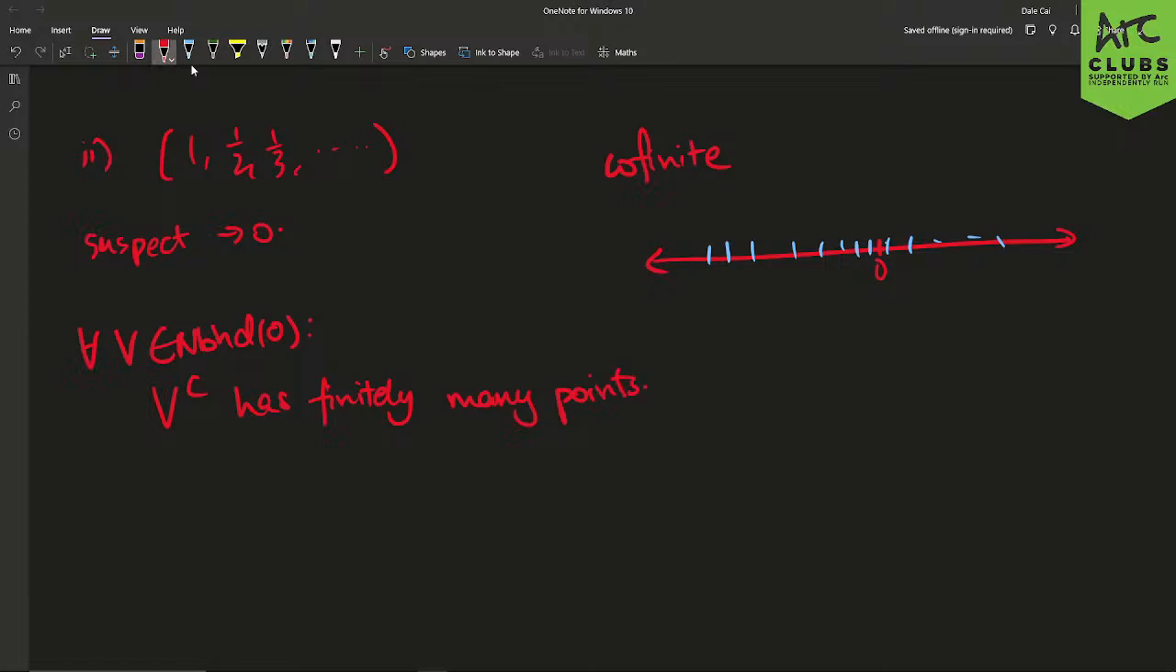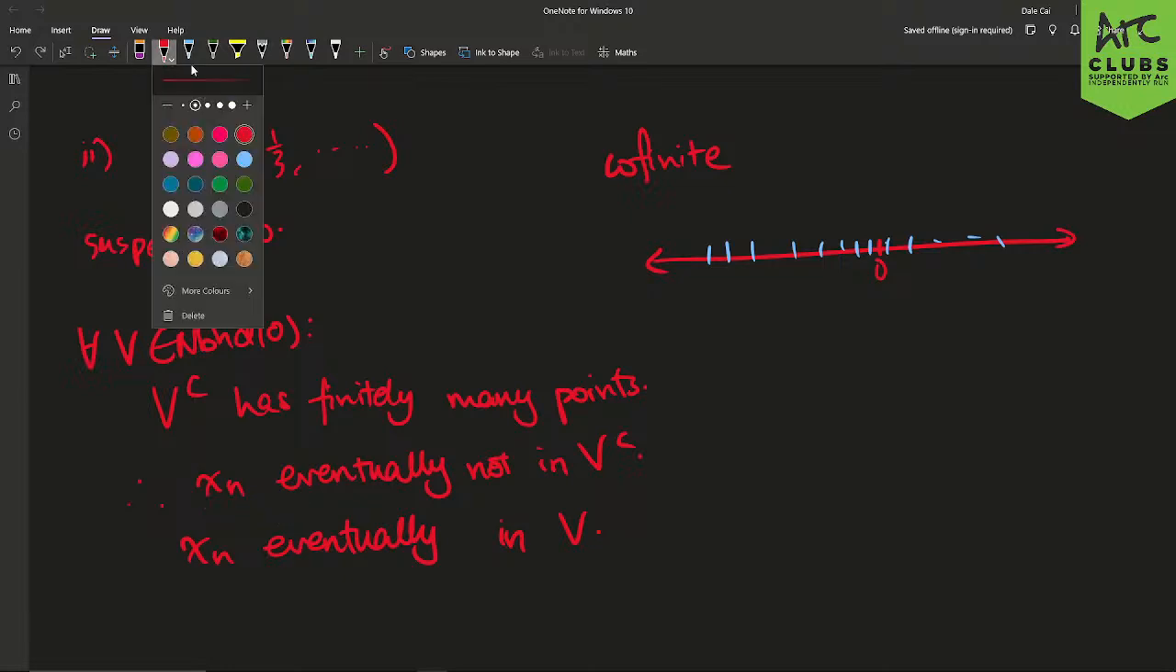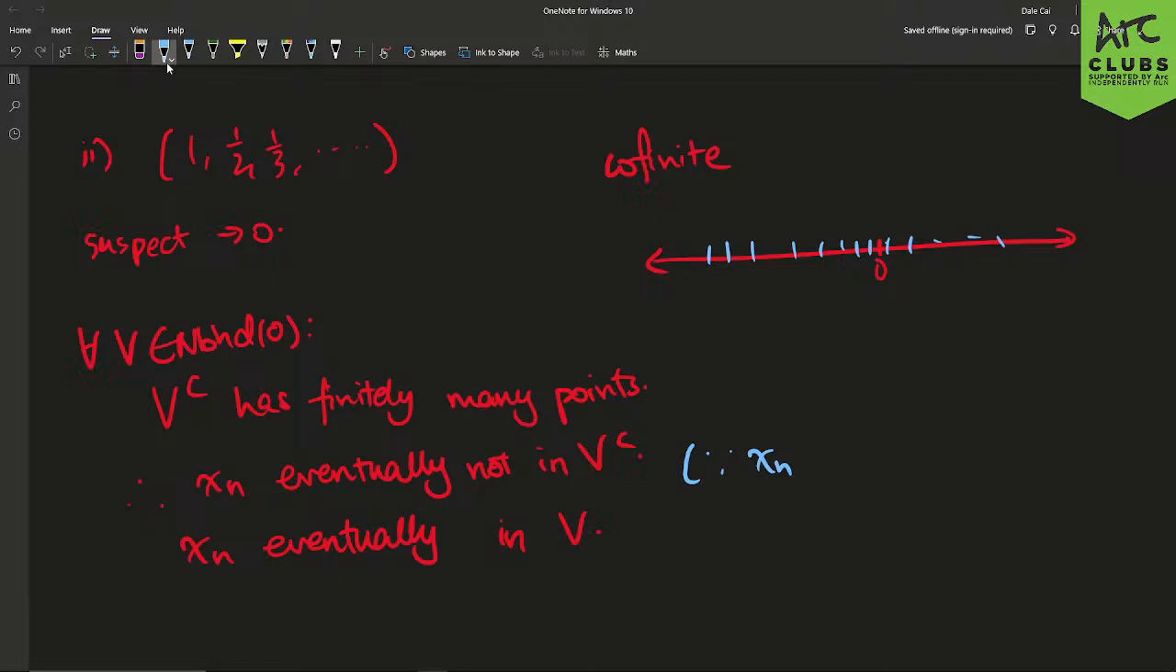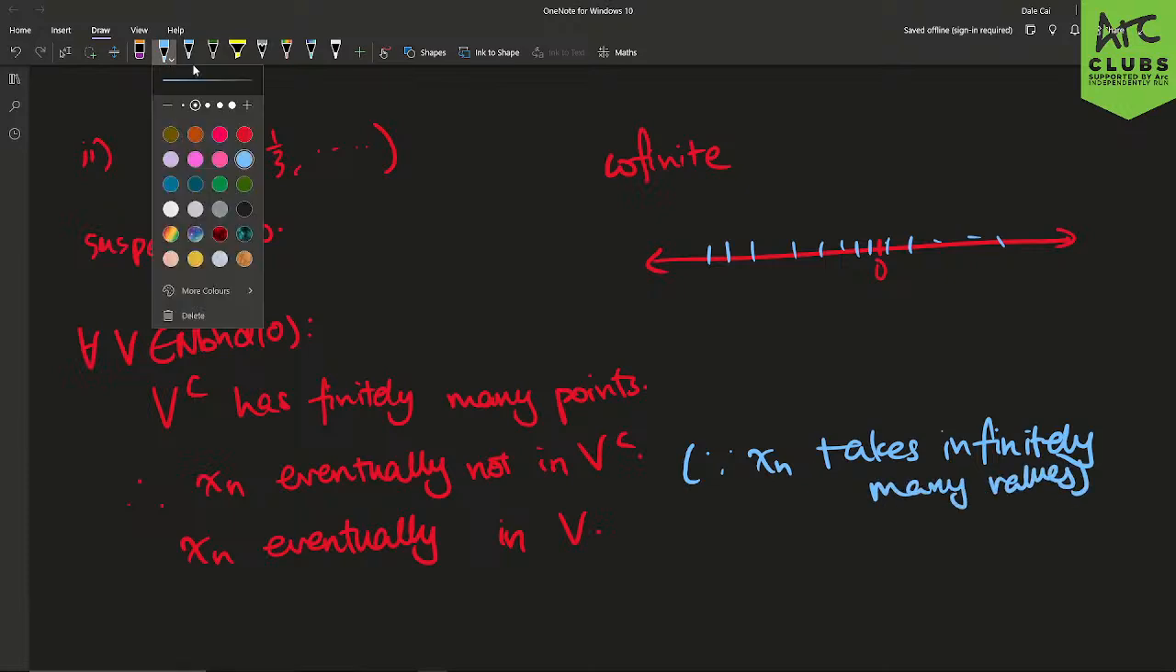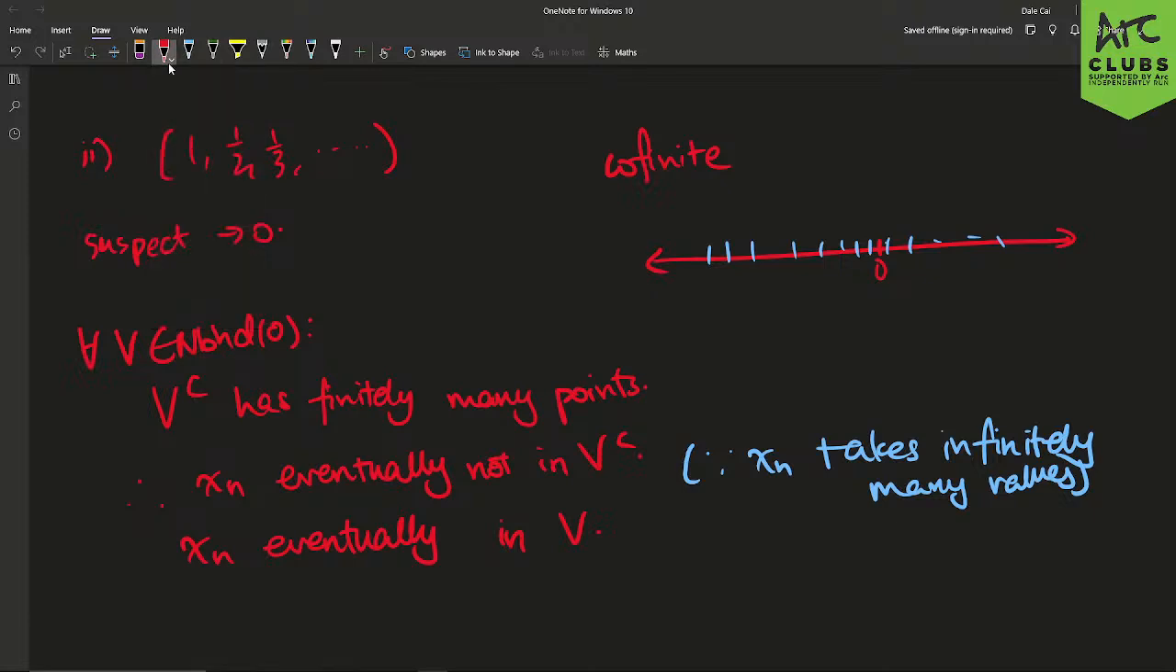Okay, but since there's only finitely many, that means it can't contain the entirety of our sequence. So that means xn is eventually not in V complement. You can make this more rigorous, but I won't do that here. But that means xn is eventually in V. The reason why this is true is because xn takes infinitely many values. So that means xn is eventually in V.